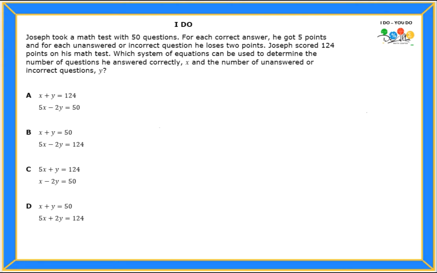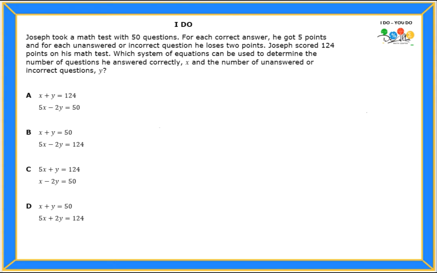So, what are we talking about? Well, we're talking about Joseph who took a test with 50 questions. And of course, he gets 5 points for the question that he gets correct, but he loses 2 points for every question that either he doesn't answer or he answers incorrectly. Okay? Now, what's important for us right now is to find out who's X and who's Y, right?